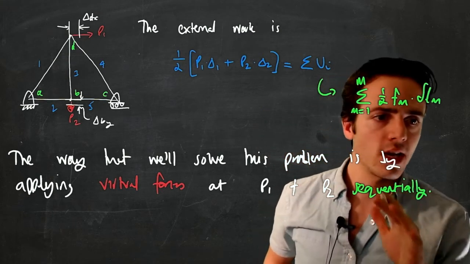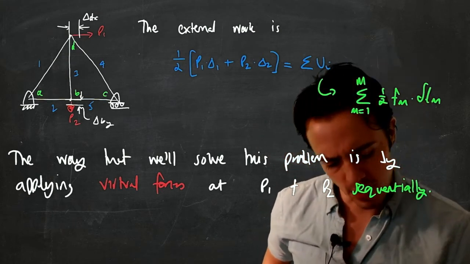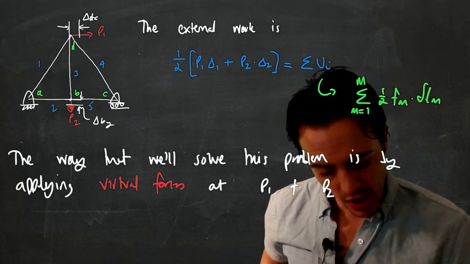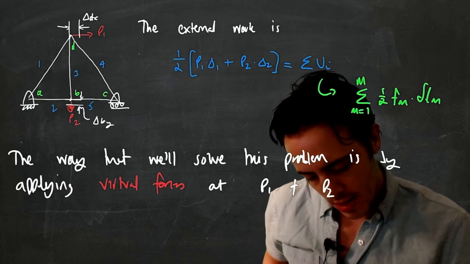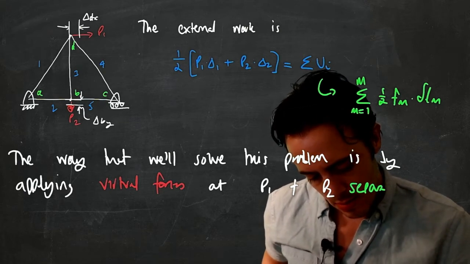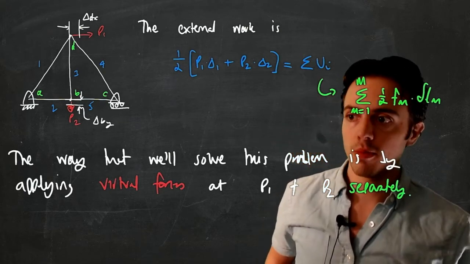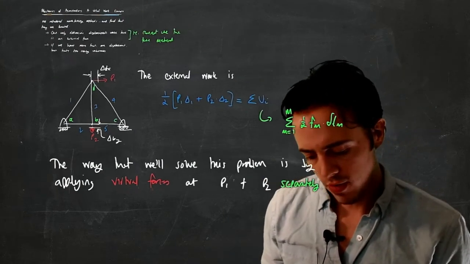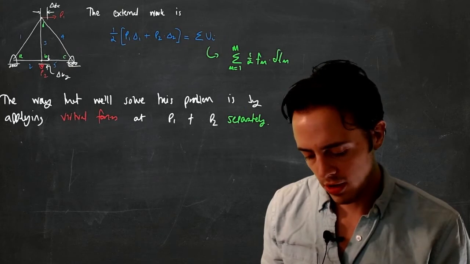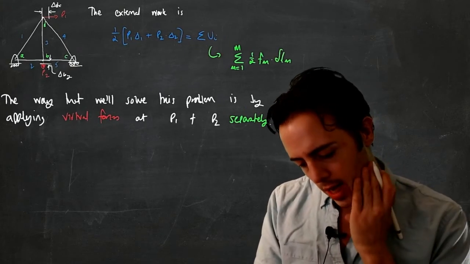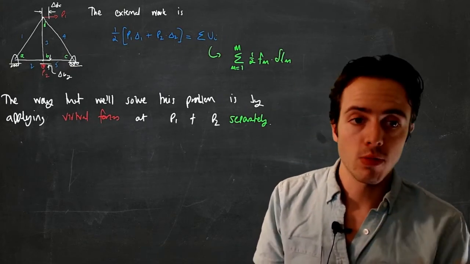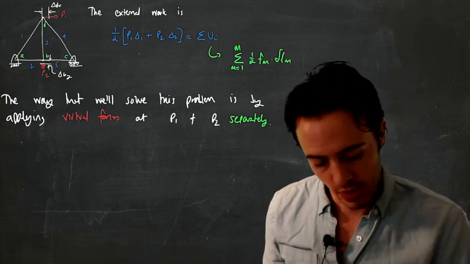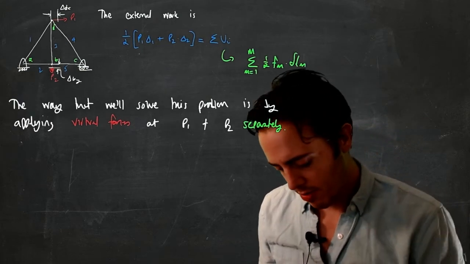I said sequentially, I just mean we've got to apply them separately. I probably should just say separately, actually, because we could do P2 first. We don't have to do them in that order, but we're going to apply forces at P1 and P2 separately and work out the internal virtual forces and the associated internal virtual energy. Again, it'll become clearer when we go through more of an example, but let's go through the procedure that we're going to use to solve this.